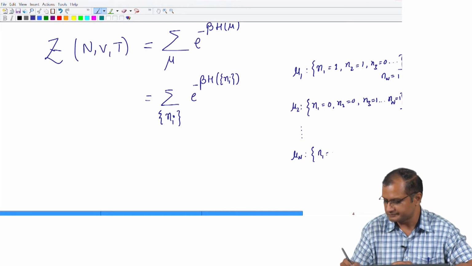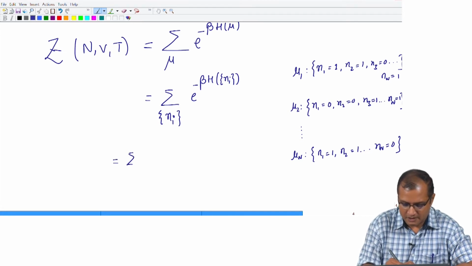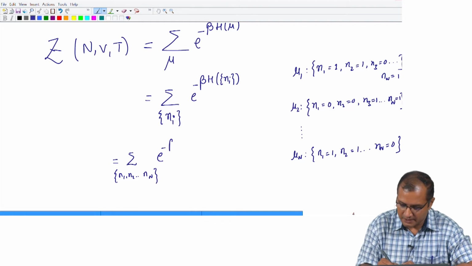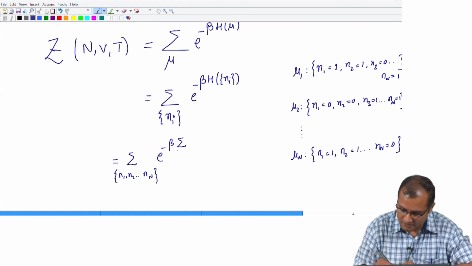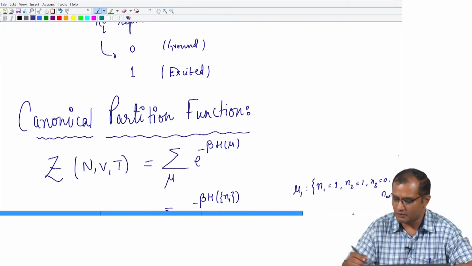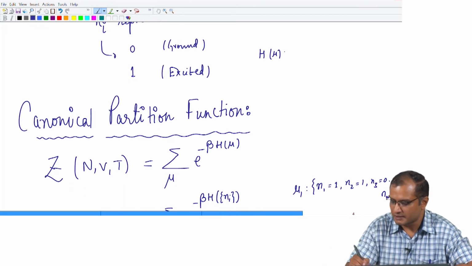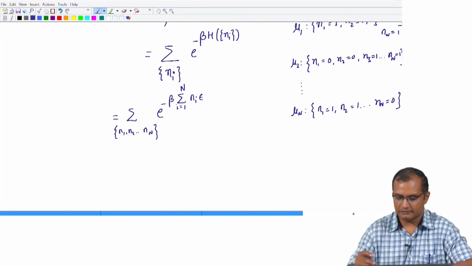a collection of all these values of excitations. So, I can write down this summation as summation over all possible values of n1, n2 up to nn, e raised to minus beta, the Hamiltonian. Now, for the specified values of excitations, the Hamiltonian is nothing but summation i going from 1 to n of ni epsilon, that is the Hamiltonian, right. If you have forgotten, you can write down the Hamiltonian of a microstate as nothing but the energy, which is summation i ni epsilon. That is what I have written here for the Hamiltonian.